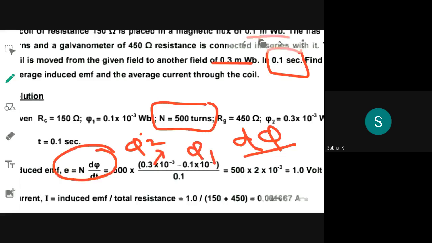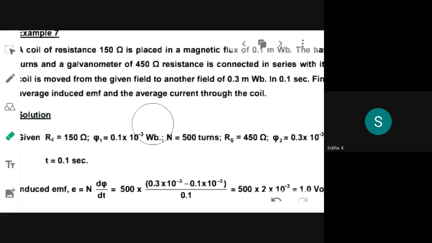So this way, if you are doing, then what is the answer that you are getting? Induced EMF, 1 volt. Are you doing calculation? Yes, ma'am. Okay, so the answer for the EMF is 1 volt. Still, you need to find the current. Current is as usual given by Ohm's law. So what is the formula? V equals IR. I is equal to E by R. Okay, so E is 1.